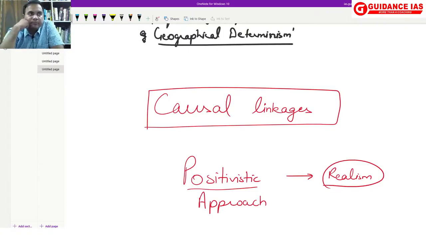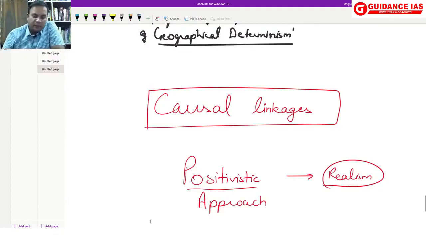Yes or no? So there is no humanity. You have killed the individual choices. So we will see that this type of geography was tried to be formulated during this period.